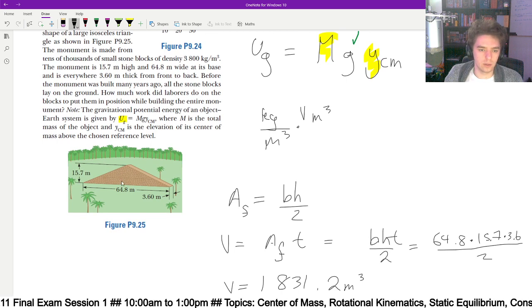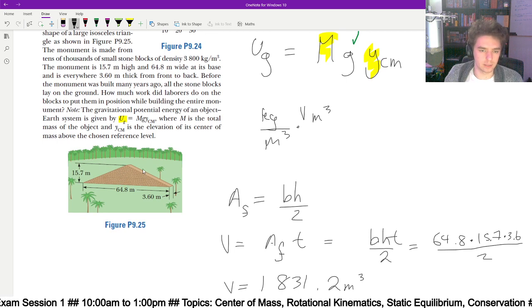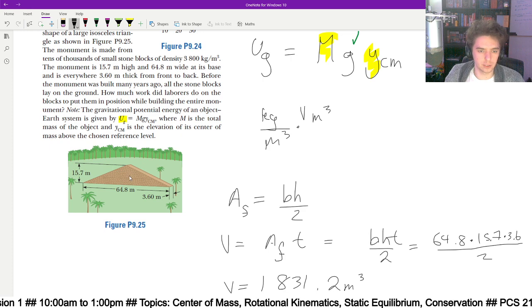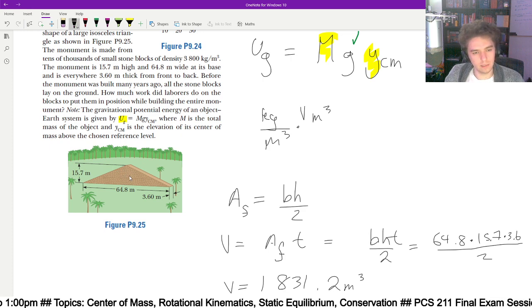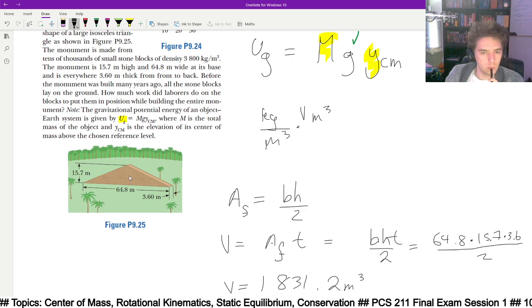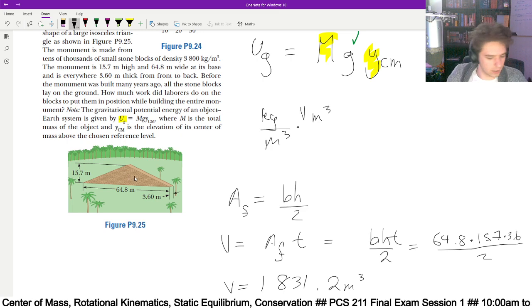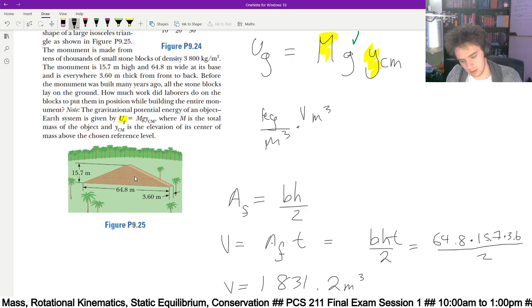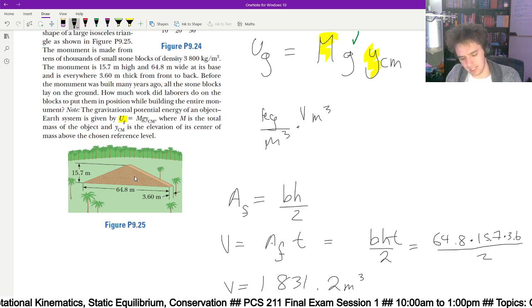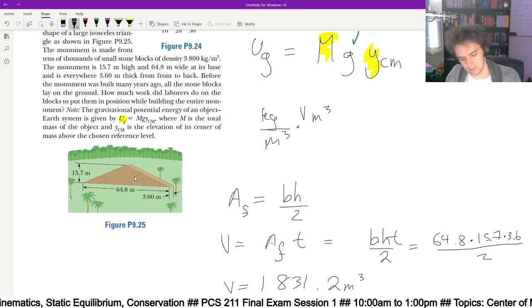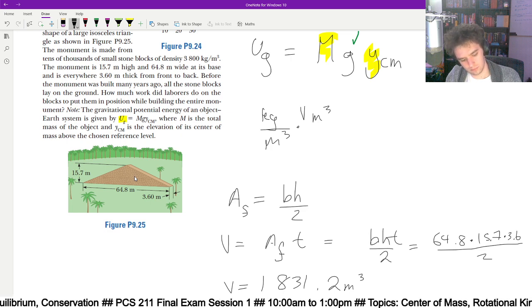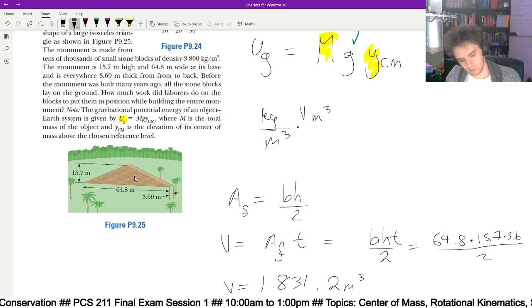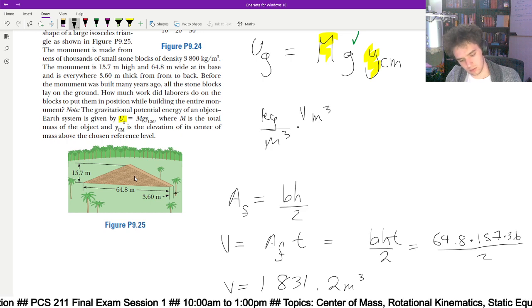The x position of our center of gravity would be right in the middle because it's symmetrical. The y position of the center of gravity, I think there's a formula for it. It's like 1/3 the height. I was thinking that. The center of mass, I think, is the centroid of the triangle.